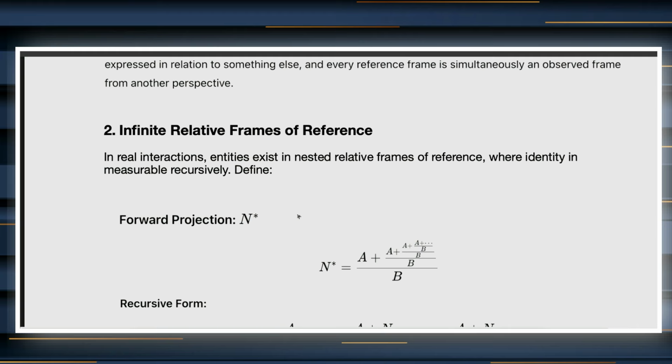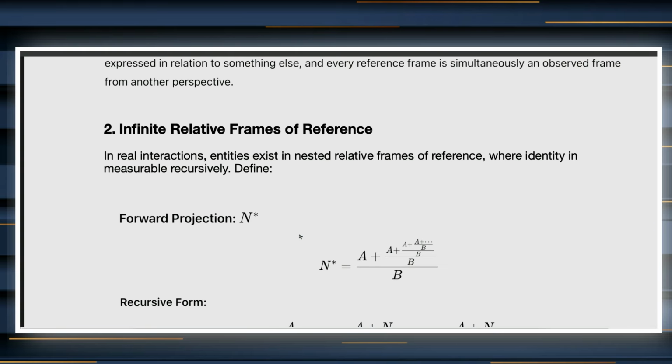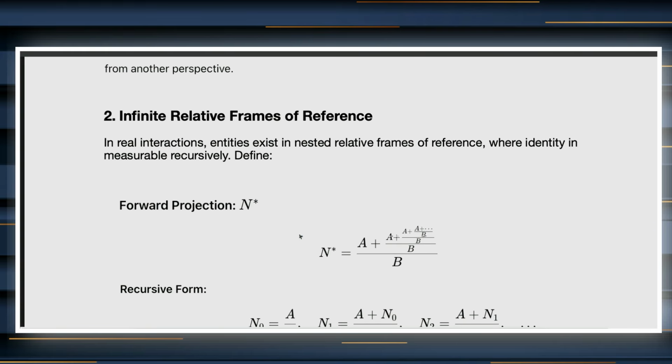Infinite relative frames of reference. In real interactions, entities exist in nested relative frames of reference where identity is measurably recursive. So here we define N star as N equaling A over B plus A over B plus A over B plus A over B, ad infinitum.